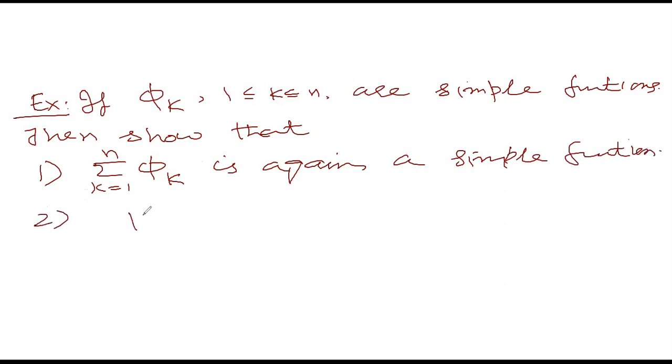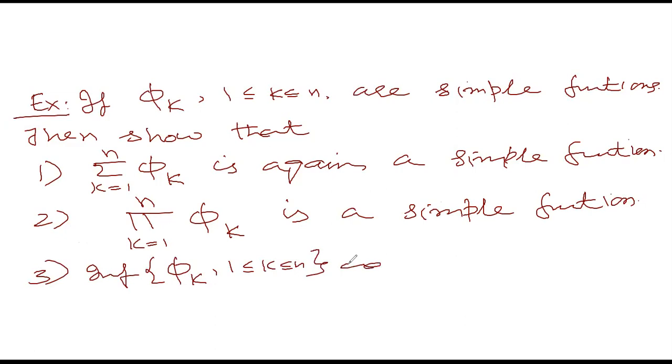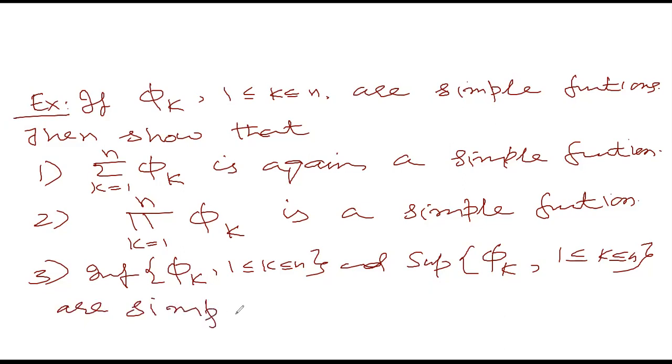And the second one, the product of phi k, k runs from 1 to n, is a simple function. And the third one is the infimum of phi k, 1 less or equal to k less or equal to n, and the supremum of phi k, 1 less or equal to k less or equal to n, are measurable or simple functions. So this is an exercise for you. You verify these parts of the exercise.